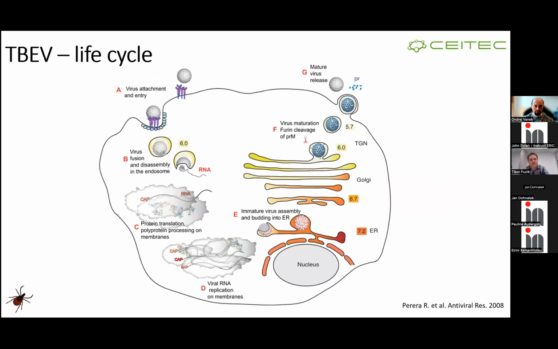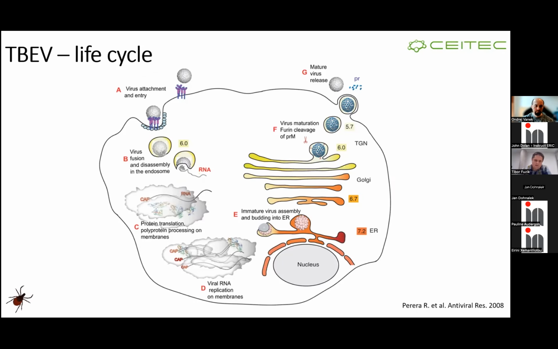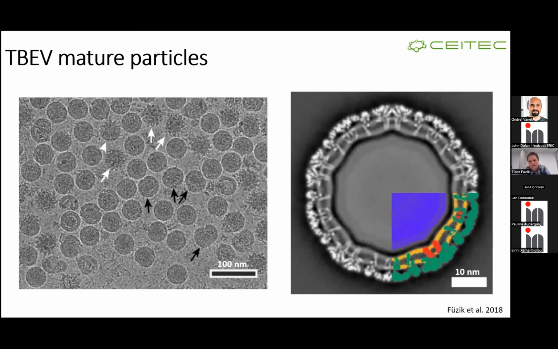If you go to the life cycle of tick-borne encephalitis virus, we can split, as usual for the viruses, the early steps, where the virus attaches to the cell, enters the cell, and releases the genome. At this stage, the virus is called the so-called mature virus because it's infectious and can infect. The structure of this mature virus was already solved by us in 2018.